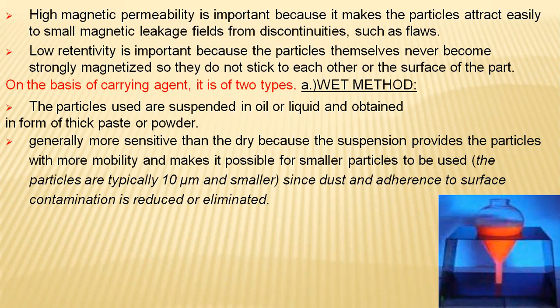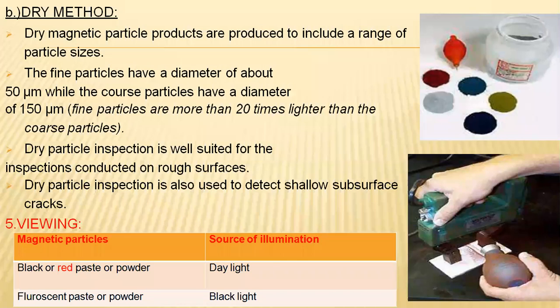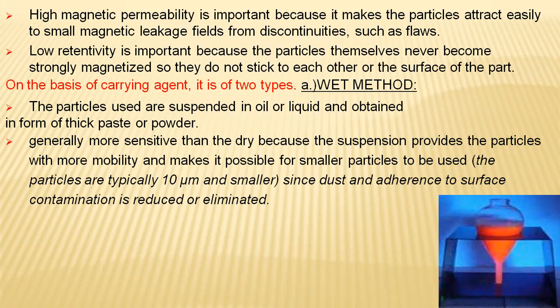And based on the current agent, we have two different types of methods. The first one is the wet method, and the second one is the dry method. We'll be discussing these two methods, at what range they operate, and what process is required in the case of the wet method and the dry method. Coming to the wet method, these particles are suspended in oil or liquid, in a thick paste or powder, that is, a semi-liquid or semi-solid state.